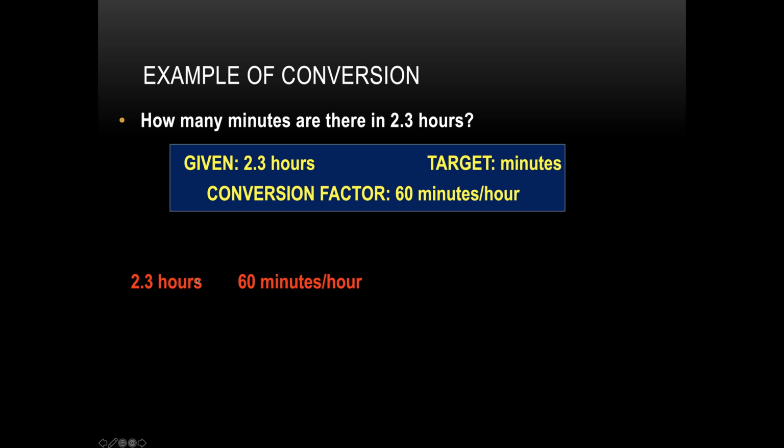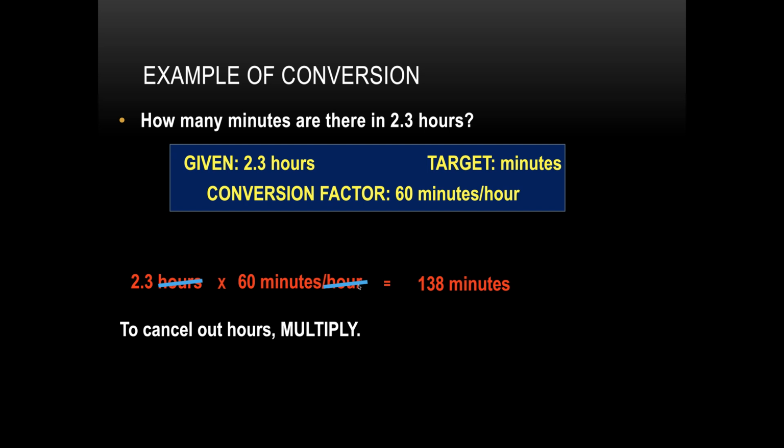Now, notice in our given, hours is in the numerator. It's really hours over 1. And in our conversion factor, hours is in the denominator. So numerator, denominator. How do we cancel that out? Well, we multiply. And by multiplying, hours will cancel and leave us with 138 minutes, which makes sense, doesn't it?